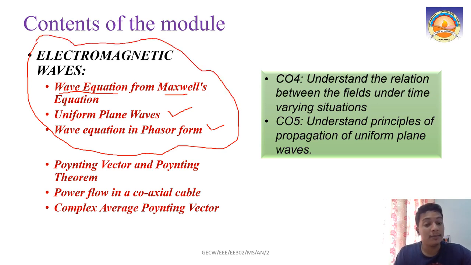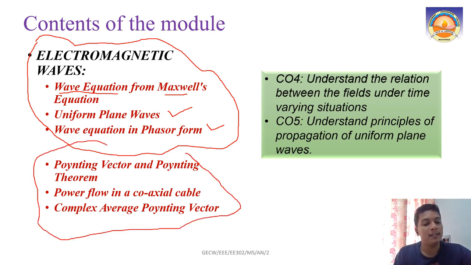The second part of the module includes some concepts on Poynting vector and Poynting theorem, power flow in a coaxial cable, and complex averaging Poynting vector. Basically it is about power. We are going to see power in terms of this electromagnetic wave propagation. So those are the contents of our fifth module.